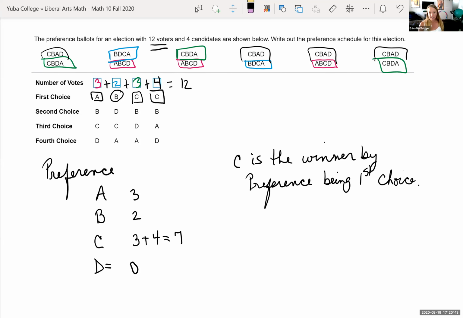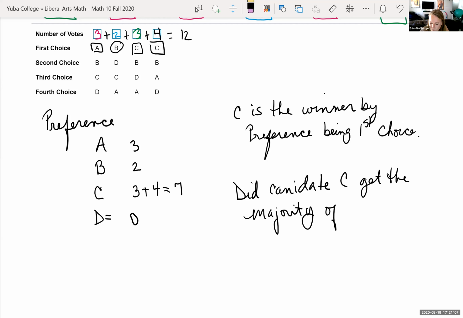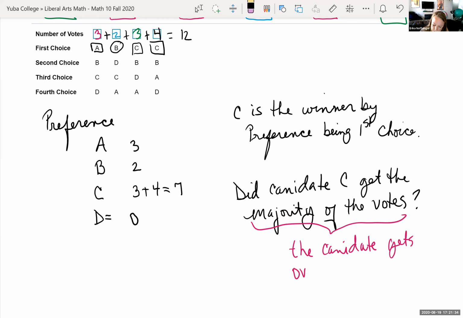Okay, well, let's look at, did candidate C get the majority of the votes? When we're talking about the majority of the votes, we're talking that they got over 50% of the votes. So majority of the votes, this is when the candidate gets over 50% of the votes.